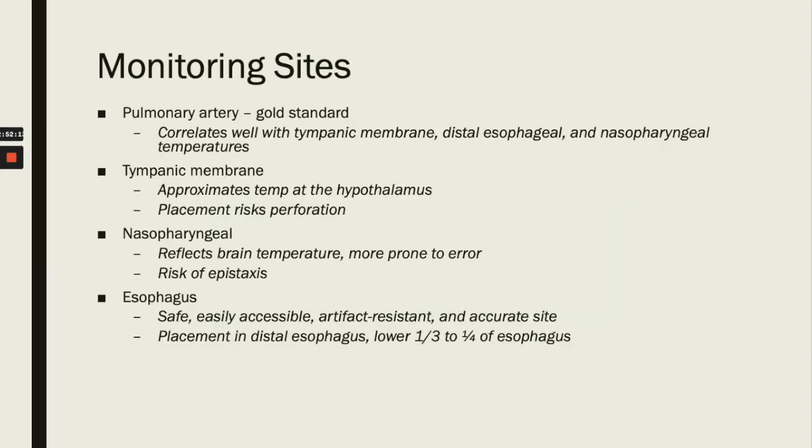Monitoring sites. So your choice of monitoring site is going to depend on the surgical procedure, type of anesthesia, and the need for temperature monitoring. And so your best site, your gold standard site, is going to be the pulmonary artery, and it correlates well with the tympanic membrane, the distal esophageal, and nasopharyngeal temperatures. So if you had probes in these areas or were taking temperatures in these particular areas, your pulmonary artery will correlate well with those particular temperatures.